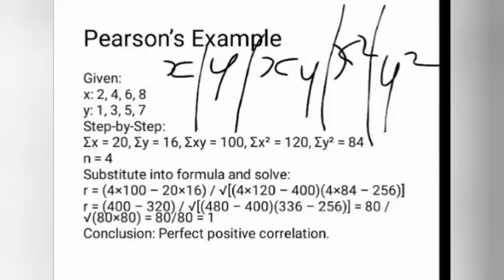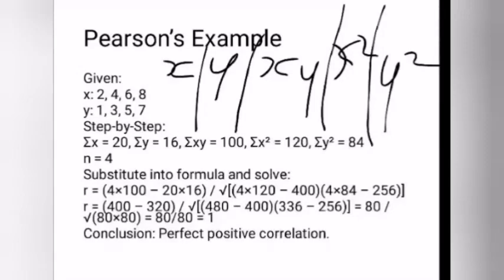For example, the xy column, after multiplying 2 and 1, 4 and 3, 6 and 5, 8 and 7, you add up everything. That is going to give you the summation of x and y. That's sigma xy, which is 100. For the same thing for the x square column, you add up all your answers, and that will give you sigma x square, which is 120. Same thing for the y column, you add up all your answers, and that's sigma y square, the summation of y square. That was going to give you 84.